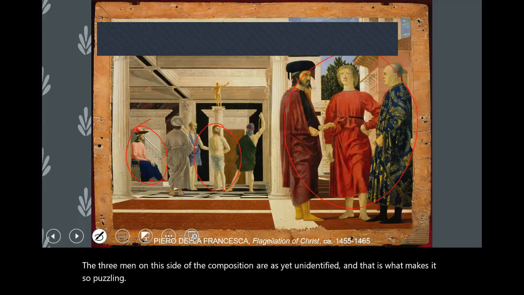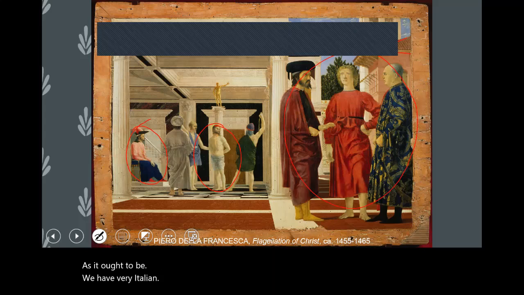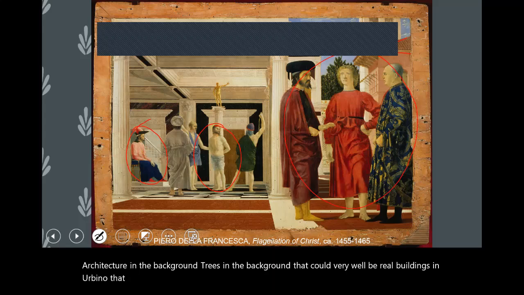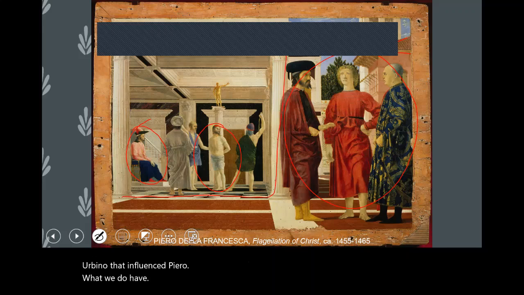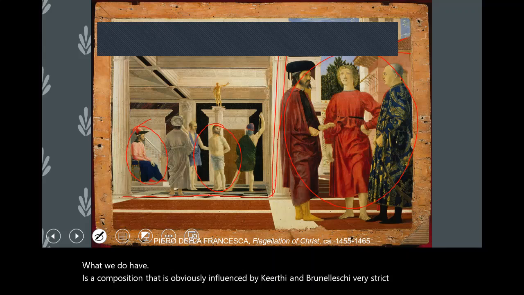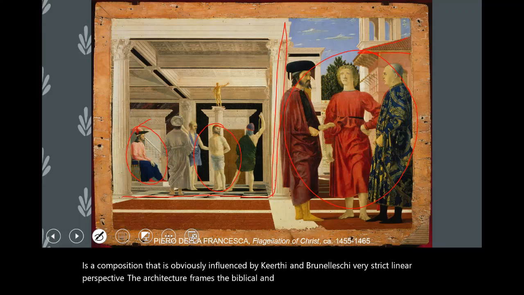On top of that, this is not a scene set in Jerusalem, as it ought to be. We have very Italian architecture in the background, trees in the background that could very well be real buildings in Urbino that influenced Piero. What we do have is a composition that is obviously influenced by Ghiberti and Brunelleschi, very strict linear perspective. The architecture frames the biblical and the more earthly figures.